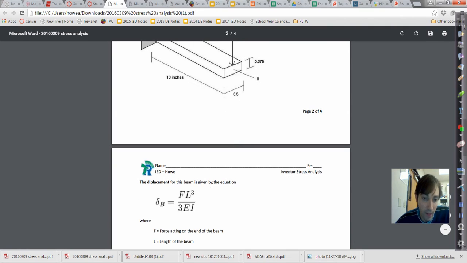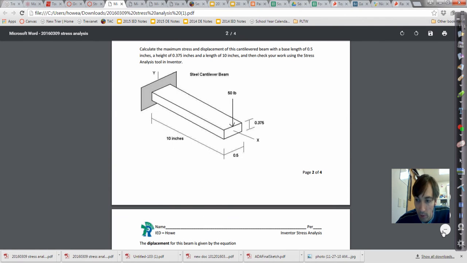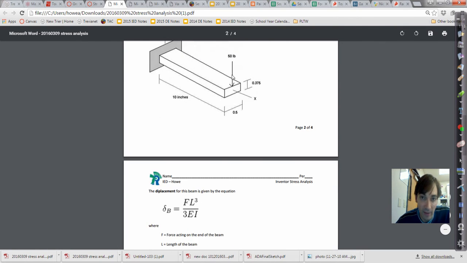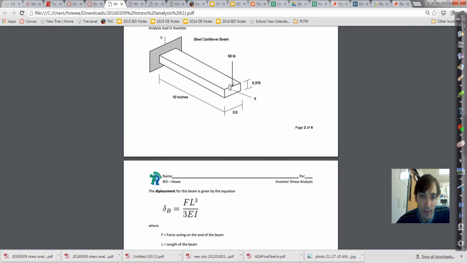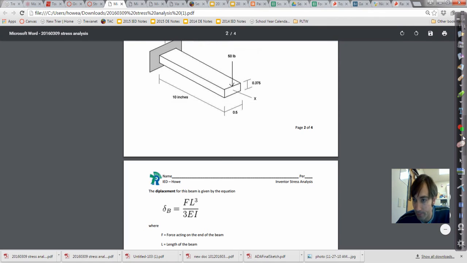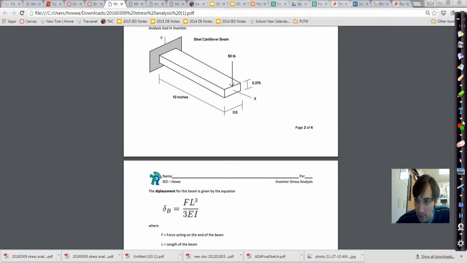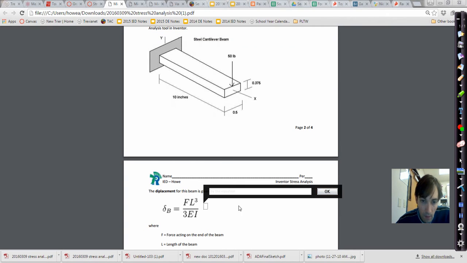So let's go ahead and calculate how far this beam should deflect. So basically, how far is this point going to actually move downwards because of that force? So let's go ahead and do the calculation. It says the deflection is FL cubed over 3EI. All right, so I'll walk you through that. So we've got 50 pounds force times 10 inches. That's the length cubed.